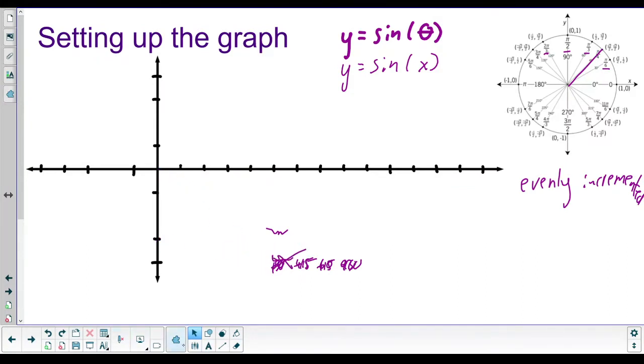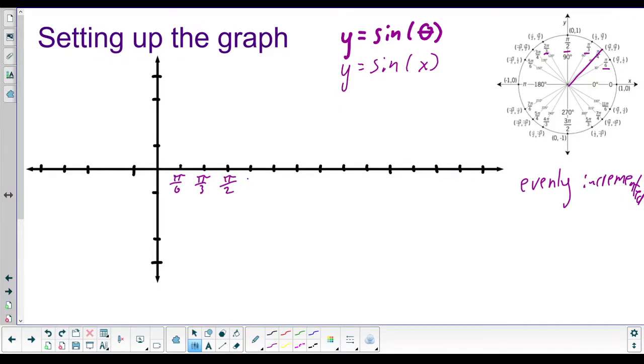Let me just show you how we're going to label this thing for right now, and then we will graph this for realsies. We're going to have pi over 6, pi over 3, pi over 2, 2 pi over 3, then 5 pi over 6, and so on.